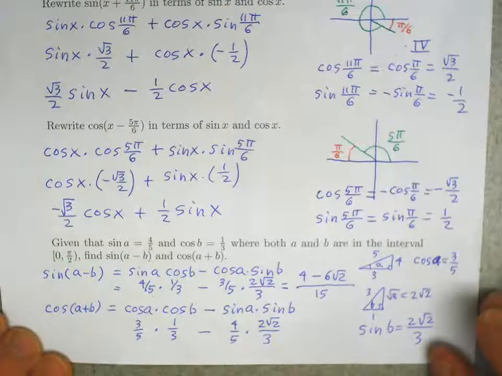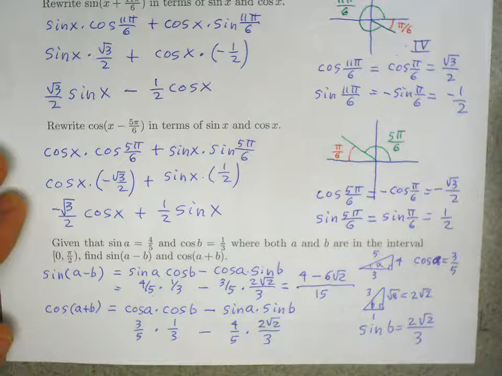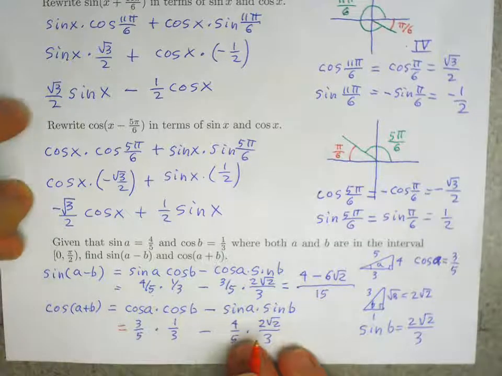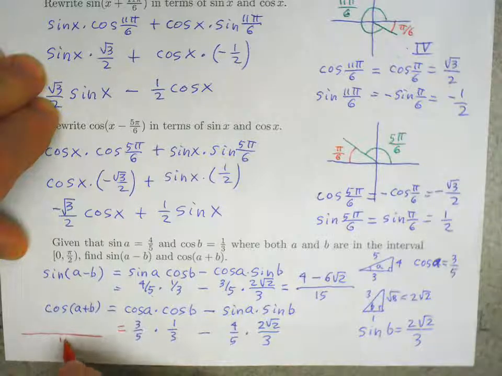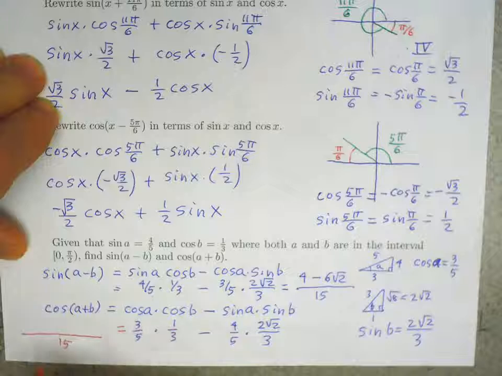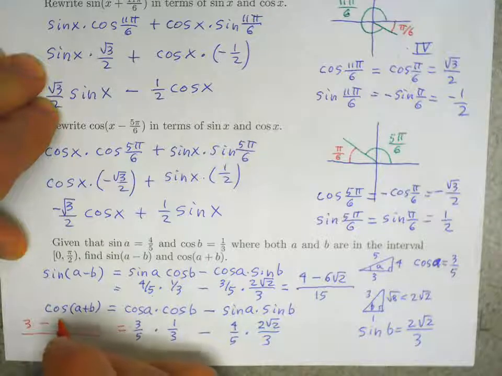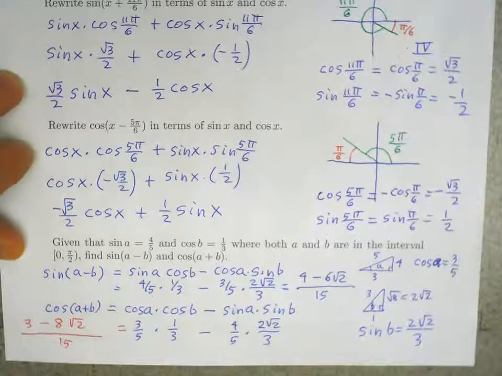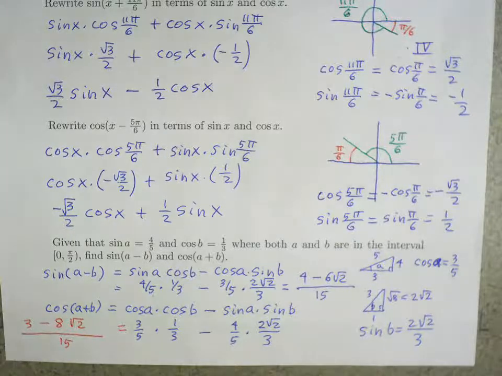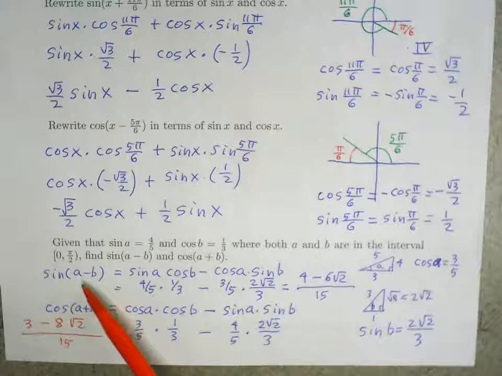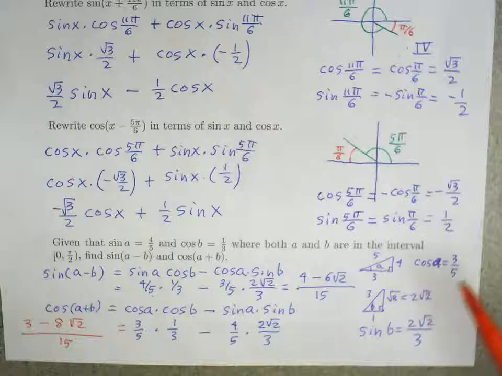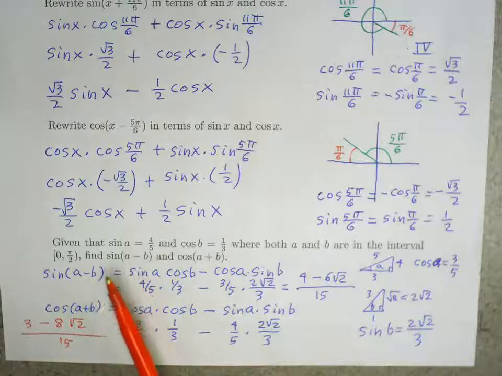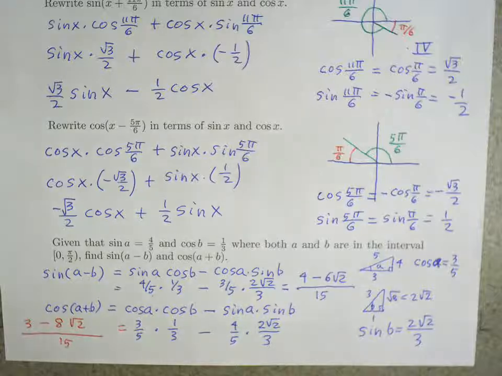Okay, the common denominator is 15 again. I'll write that to the left since I have more space over here. So the denominator is 15, and the numerator, 3 times 1, and then minus 4 times 2 times the square root of 2, so minus 8 times the square root of 2. Okay, that's not so bad. So knowing the formulas, and also knowing how to, if you're given that sine of an angle is something, you can find the cosine of that same angle and vice versa.